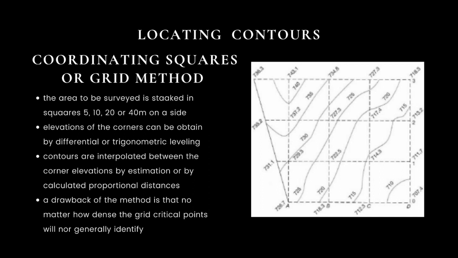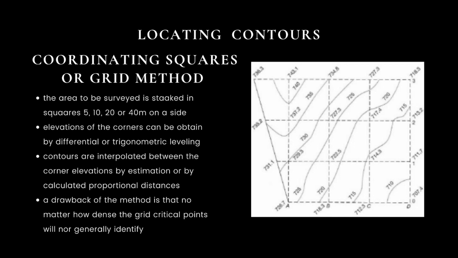In this method, the area to be surveyed is divided into a grid or series of squares. The grid size may vary from 5 meters by 5 meters to 25 meters by 25 meters, depending upon the nature of the terrain, the contour interval required, and the scale of the map desired. Also, the grid may not be of the same size throughout, but may vary depending upon the requirement and field condition. The grid corners are marked on the ground, and spot levels of these corners are determined by leveling.